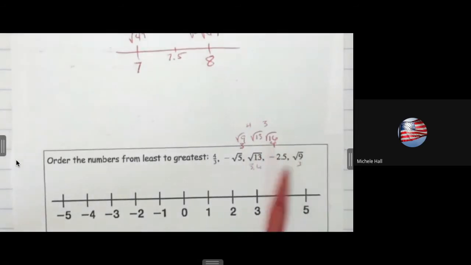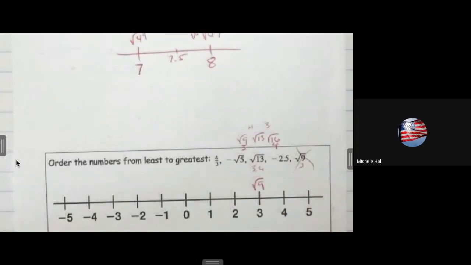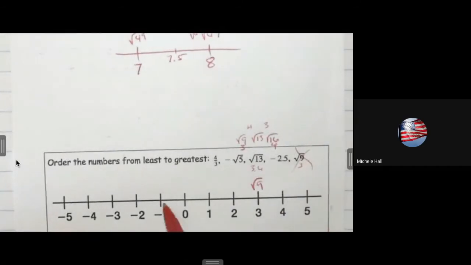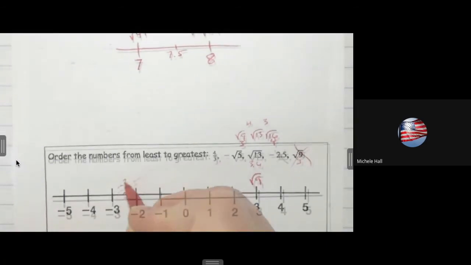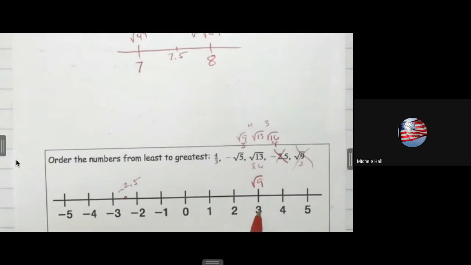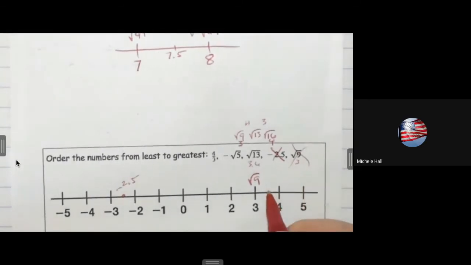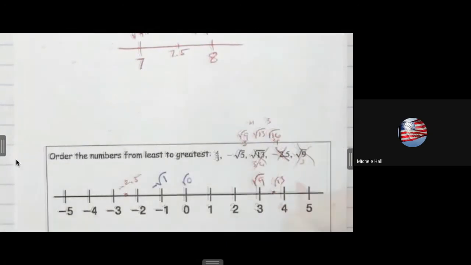The square root of 9, I know, is exactly at 3. Negative 2.5, negative 1, negative 2, negative 3. So negative 2.5 would be right here. 3.6 for the square root of 13. So here's 3, a little bit after the halfway point. For the square root of 13, it's on the outside.